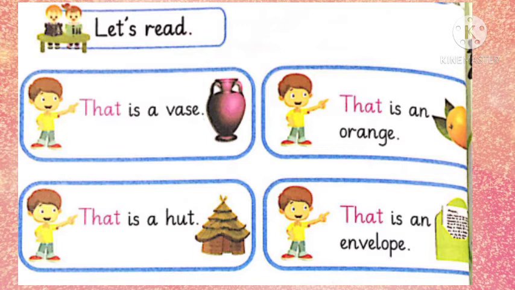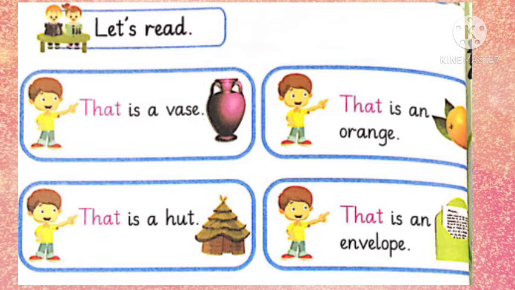Let's read. Look at the first picture. What is this? Here is a vase, but it is far from the boy. So we will use that. So make a sentence with that. That is a vase. What is the spelling of that? T-H-A-T, that. And what is the spelling of vase? V-A-S-E, vase.